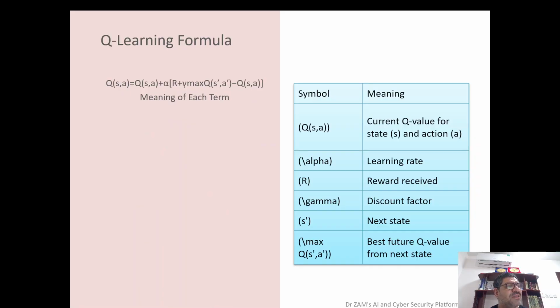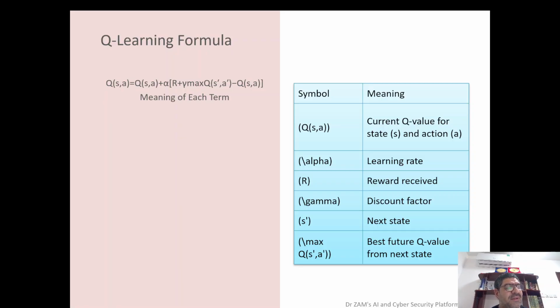And there is definitely this formula, which we had taken earlier as well. It consists of the learning rate, alpha, which is how quickly the agent is learning; the current Q value for the state and action; the reward received, R; gamma, the discount factor, which we explained just now; and the next state, S.